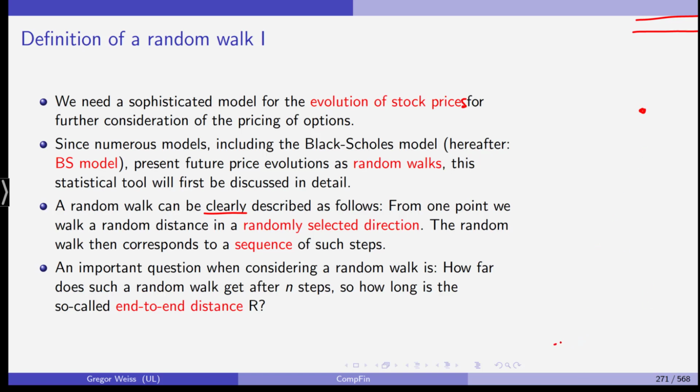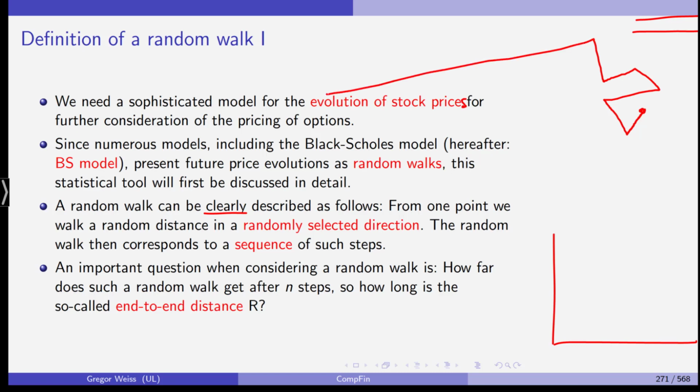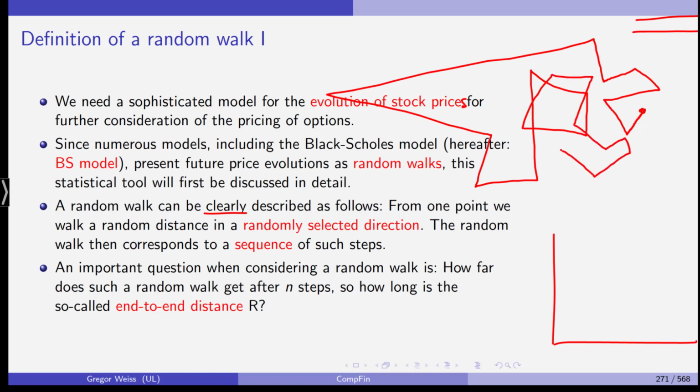Clear, x, y. So we start here and we take a step to this point. Then here, here, here, and so on and so on. And as you can see, this is a random walk in the sense that you take a random step length into a random direction, and I could continue doing this and so on, and we get a random walk.